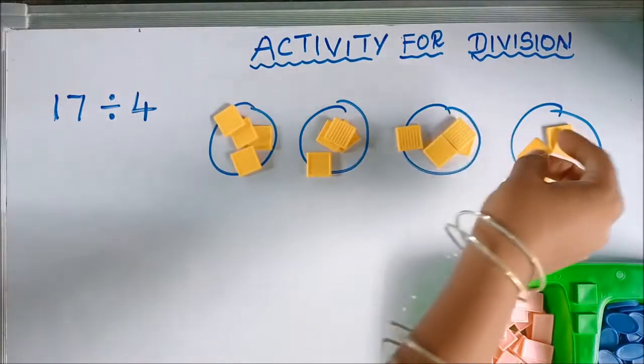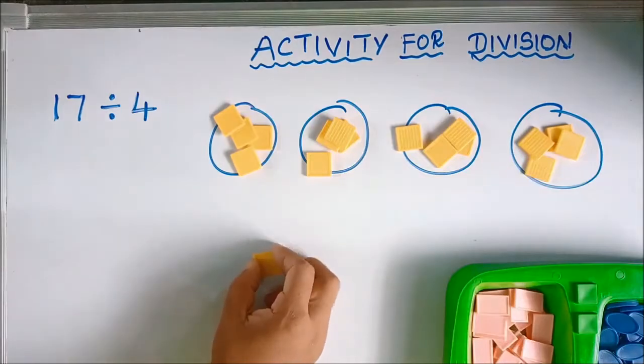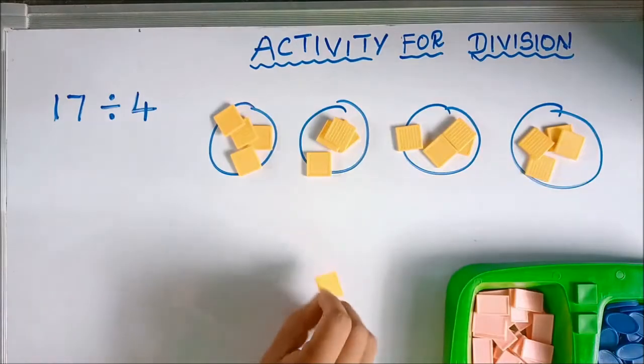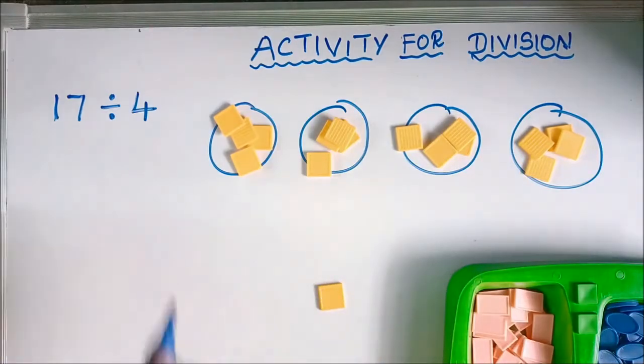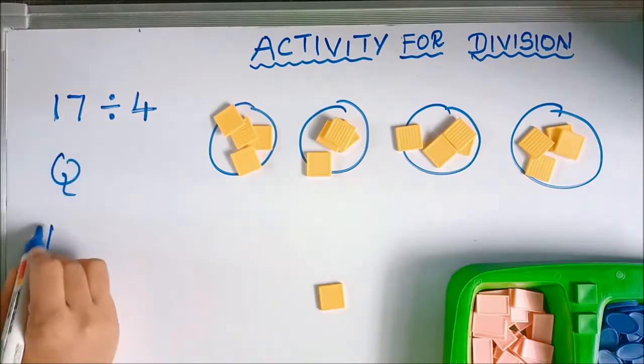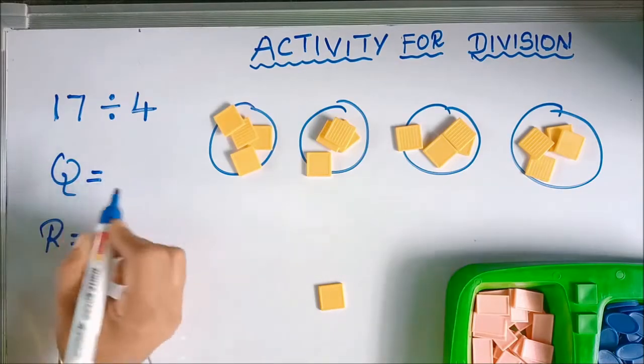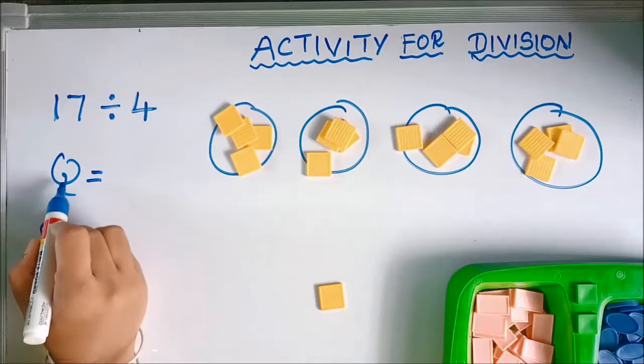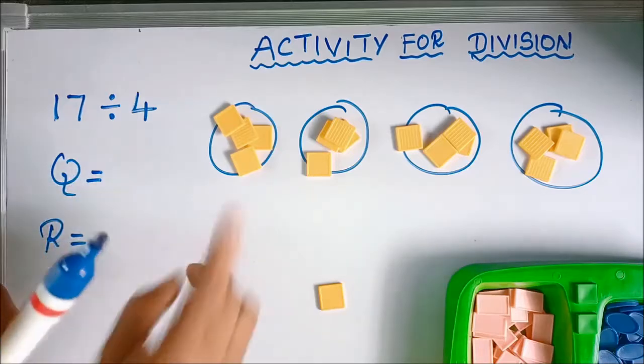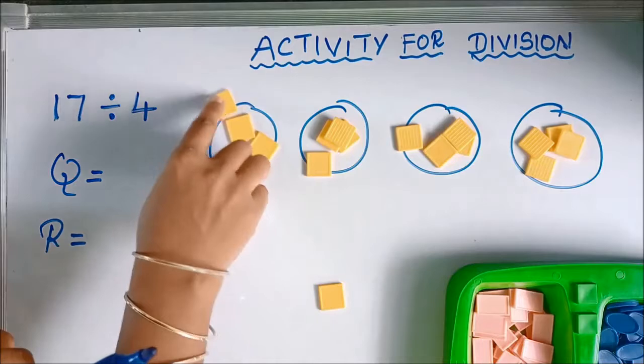1, 2, 3, 4. Next you have to take 4 pieces but we have only 1. So you have to stop up to this. Now we are going to write the quotient and remainder for this sum. To write the quotient you have to count the number of pieces in each part. So 1, 2, 3, 4.